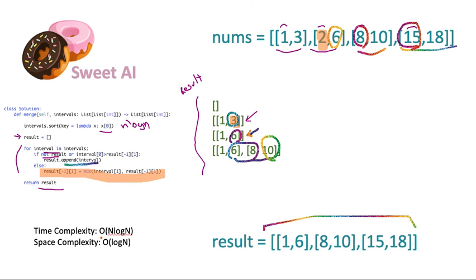So the time complexity is going to be n log n, and the space complexity is logarithmic too, if we find intervals that have overlap. But in the worst case, it can be O(n), which means there were no overlapping intervals in the whole array. Thank you.